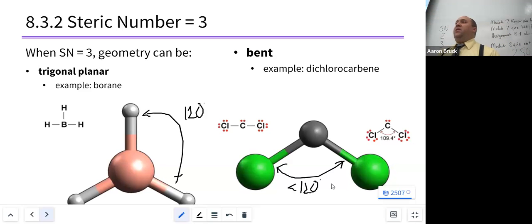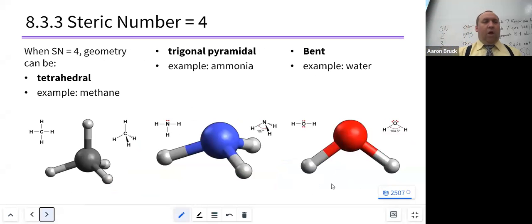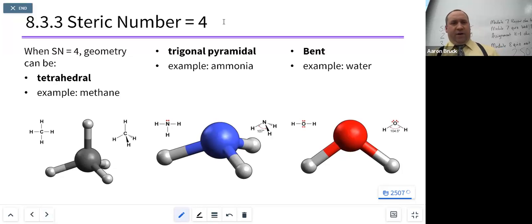And so steric number 3, the domain geometry is trigonal planar. Every time we talk about domain geometry, we talk about kind of the first case, the all bonds case. And then molecular shape can be derived from that based upon how many lone pairs there are. With steric number 4, the primary shape here is called tetrahedral.